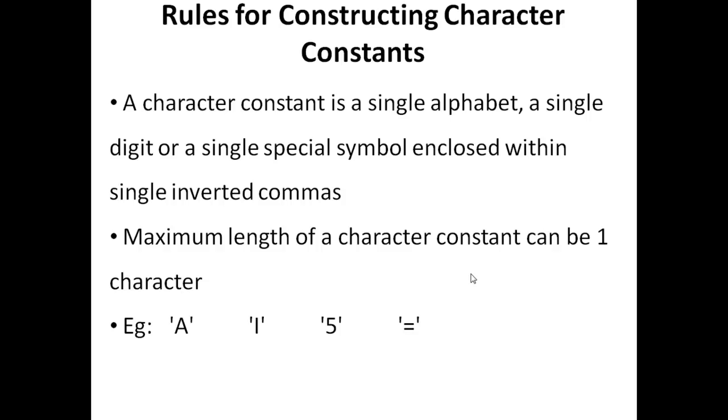And how to form a character constant. A character constant is a single alphabet, a single digit, or a single special character or symbol enclosed within single inverted commas. The maximum length of a character constant can be only one character.